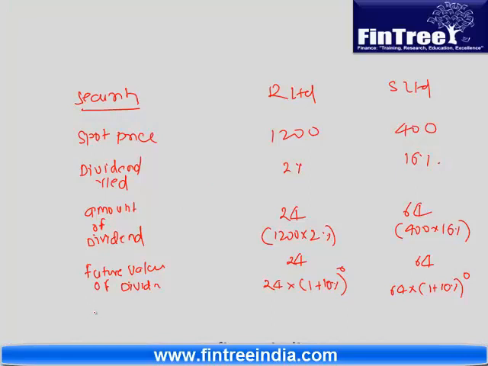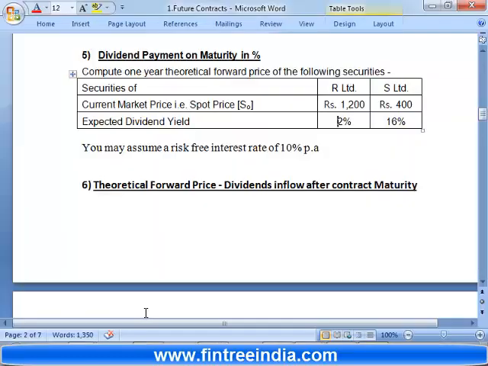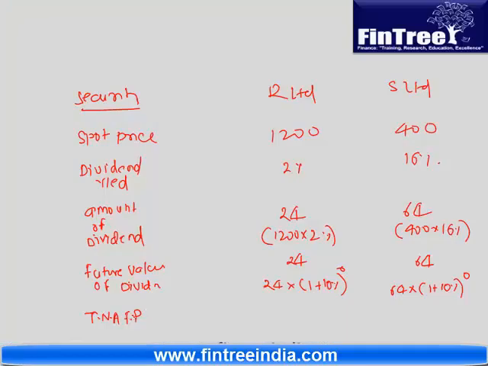And then simply say theoretical no arbitrage future price or forward price. And then simply write down the calculations. 1200 into 1 plus 10% raised to 1 minus 24, 400 into 1 plus 10% raised to 1 minus 64.